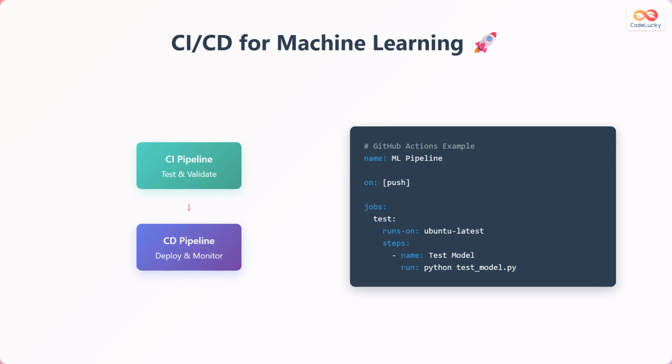Here's an example of a GitHub Actions workflow for a machine learning pipeline. On every push, the test job runs on an Ubuntu latest runner and executes the testmodel.py script.